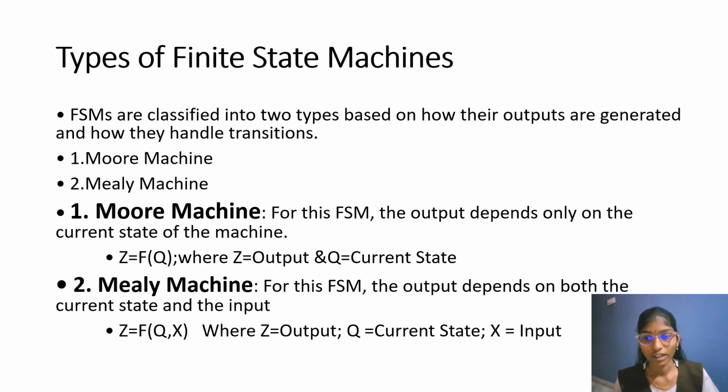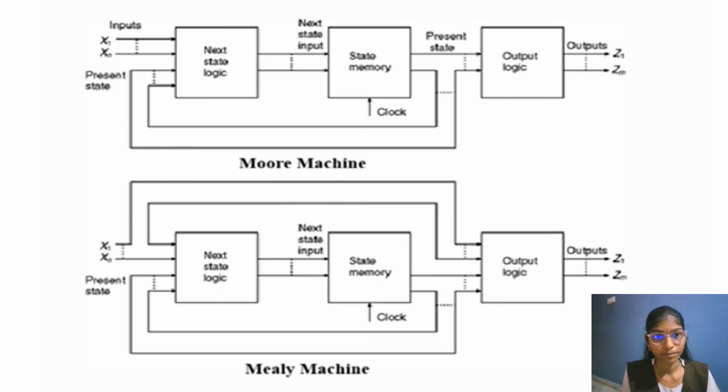Mealy machine: for this finite state machine, the output depends on both the current state and the input. The input may be either x or y. Z equals f of q comma x, where Z is output, q is current state and x is input. Here, the Moore machine output depends only on the present state, and the Mealy machine output depends on the present state and the present input.